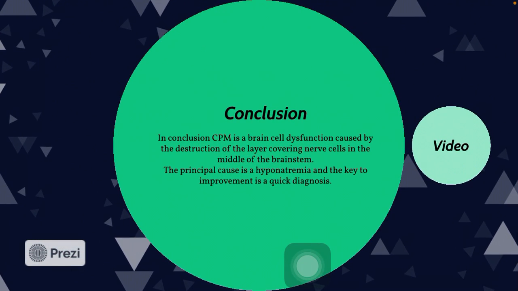Conclusions. In conclusion, CPM is a brain cell dysfunction caused by the destruction of the layer covering nerve cells in the middle of the brainstem. The principal cause is hyponatremia, and the key to improvement is a quick diagnosis.